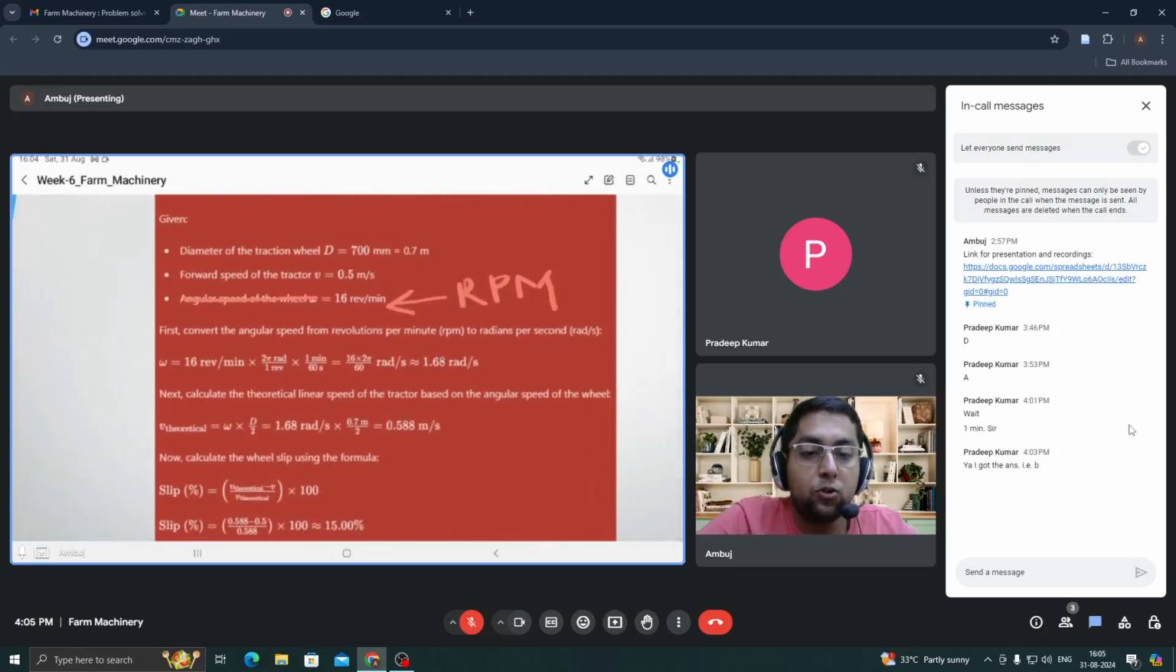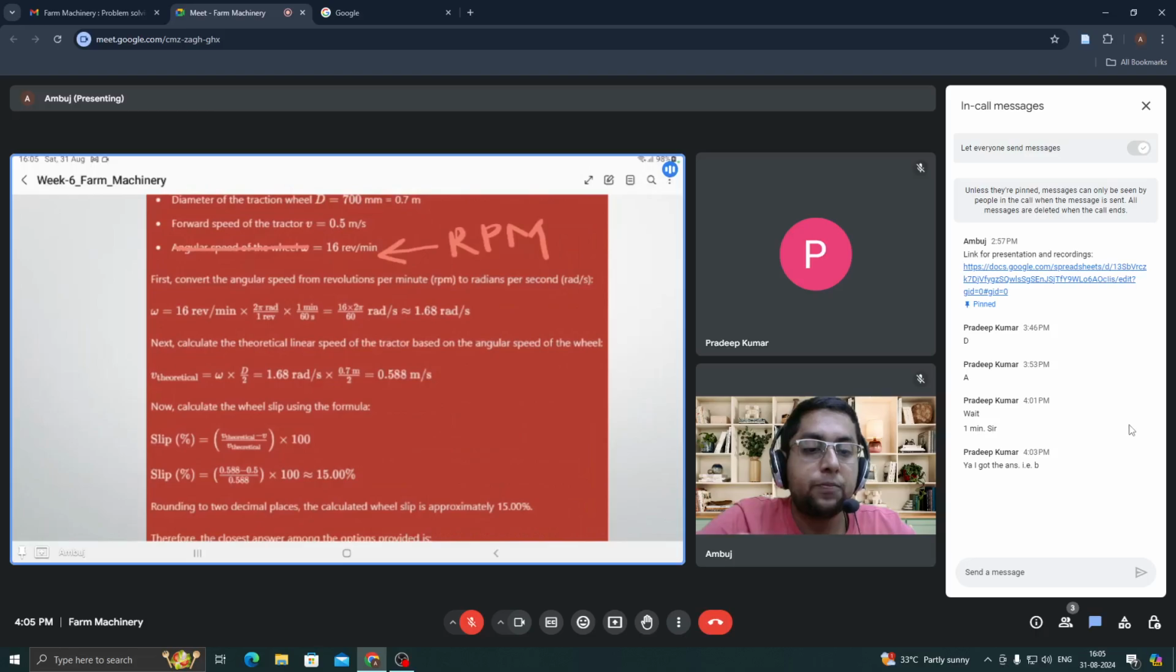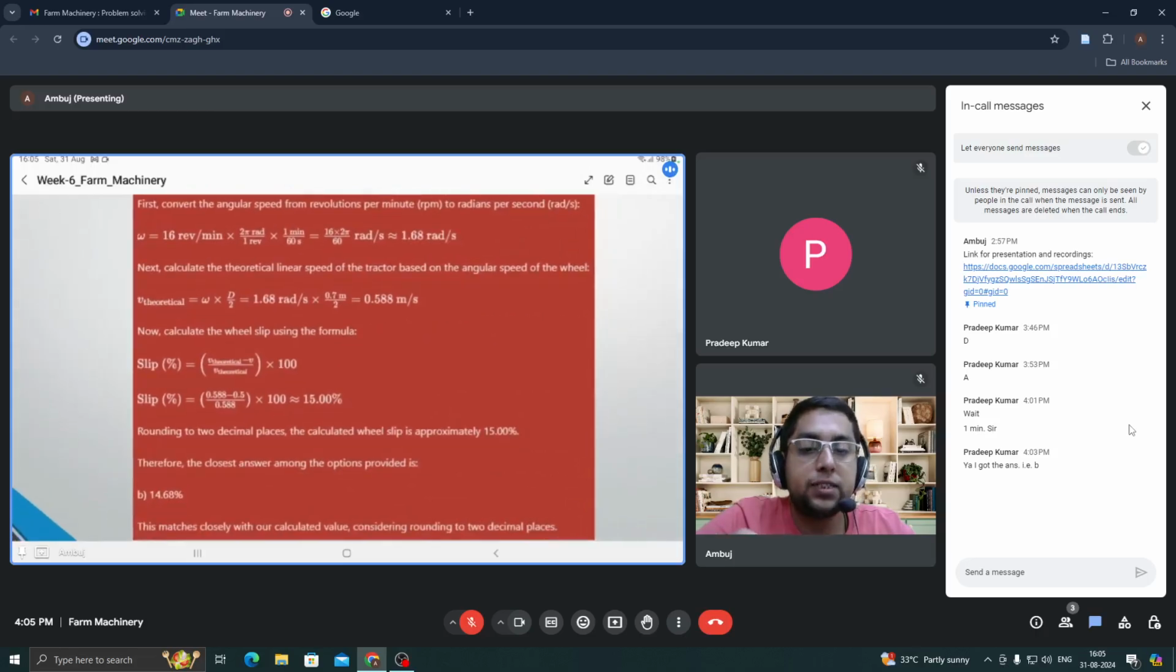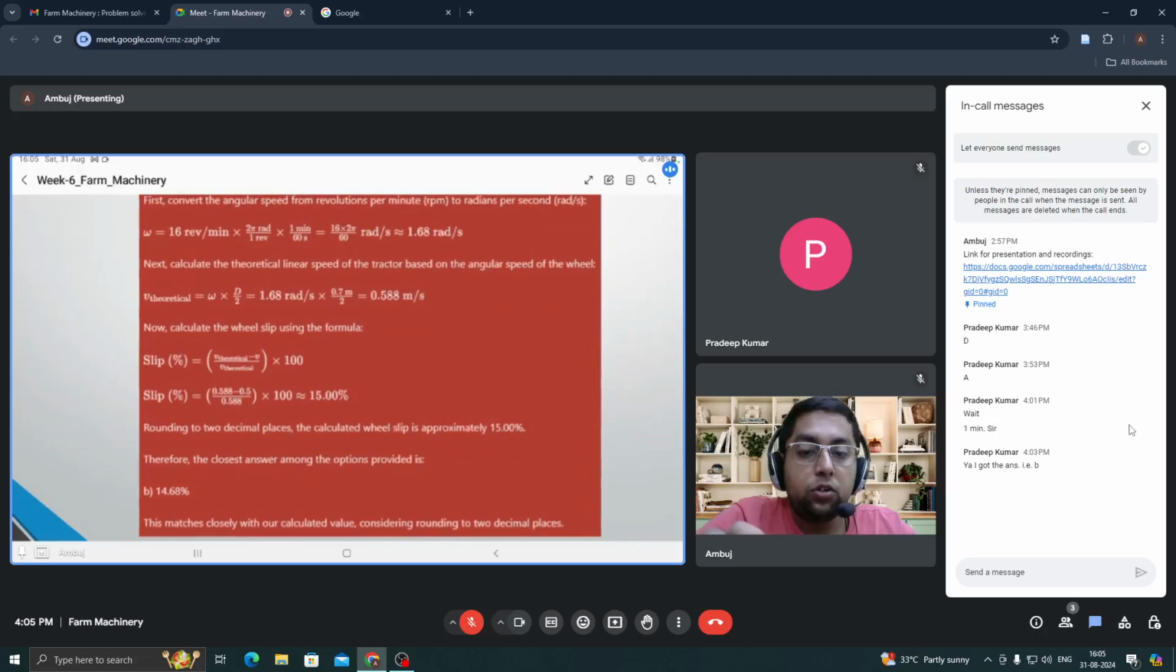Then r is d by 2, that is 0.7 by 2. So 0.588 meters per second. Then slip, I already told you, is 1 minus VA by VT into 100. Directly applying the formula, you will get 14.68%.